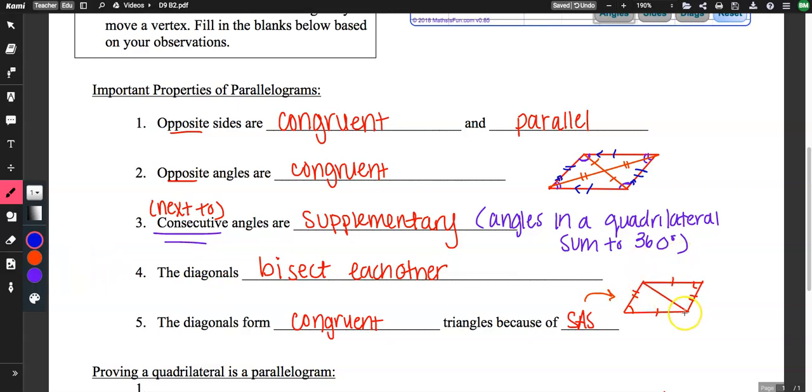So I just drew in one diagonal. We know opposite sides are congruent, so I labeled those, and then I just needed one pair of opposite angles congruent, and those two triangles would then be congruent by side angle side.